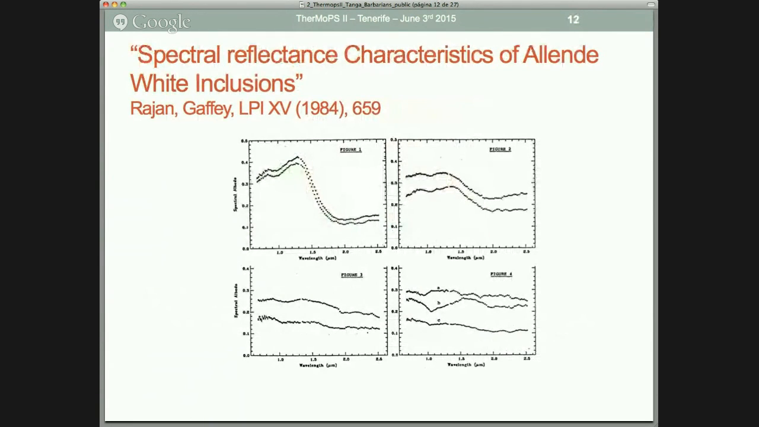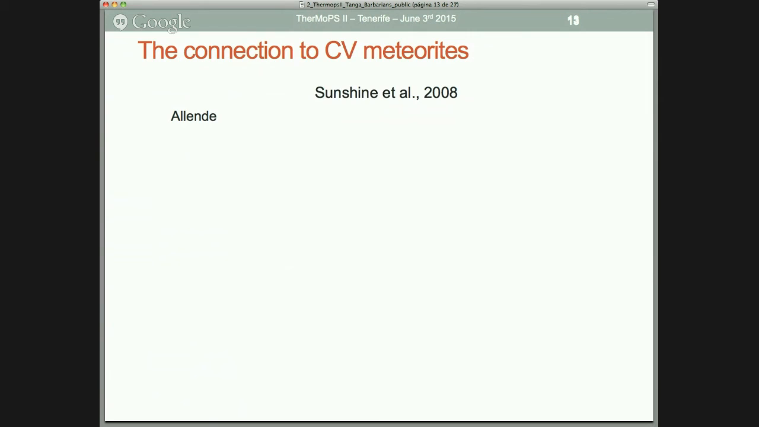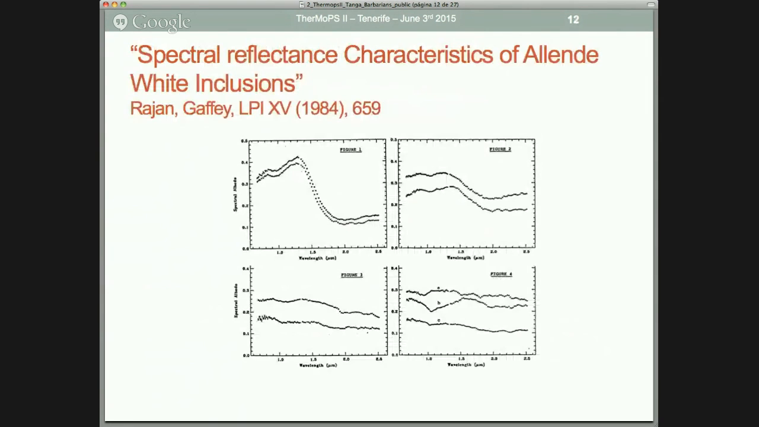Okay, Rajan and Gaffey back in 1984 took pieces of Allende and separated the calcium aluminum rich inclusions from the matrix, and they took spectra in the laboratory in the near infrared. At the time they were not able to explain, as I told you, the presence of iron in the spinel, but they measured the presence of this deep 2-micron absorption band in the near infrared. The depth differs depending upon the sample, but anyway, it can go down very deep, and the matrix is completely different.